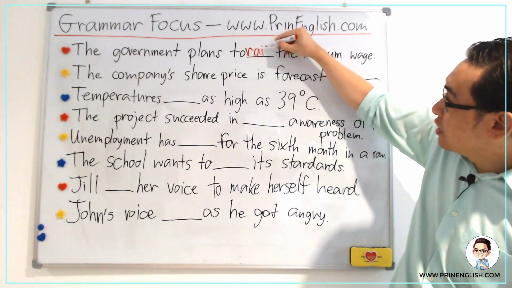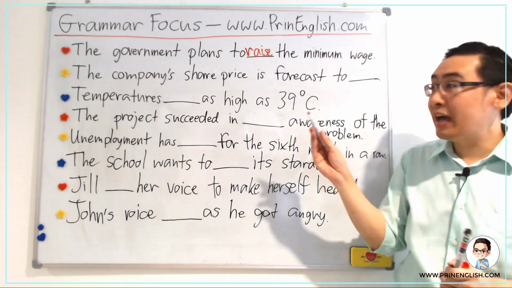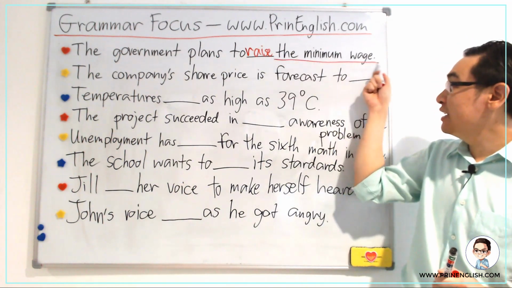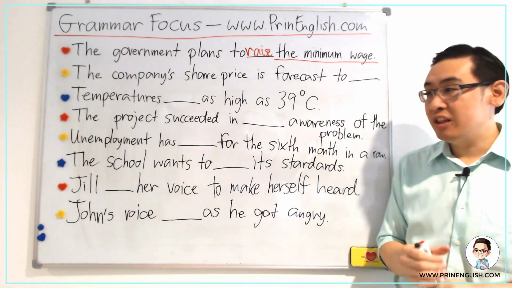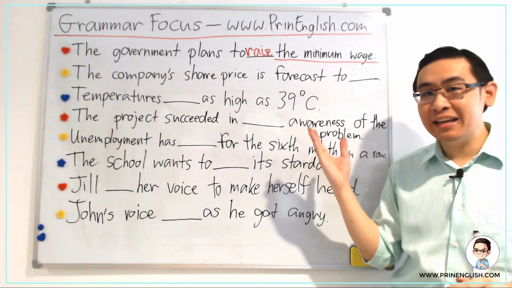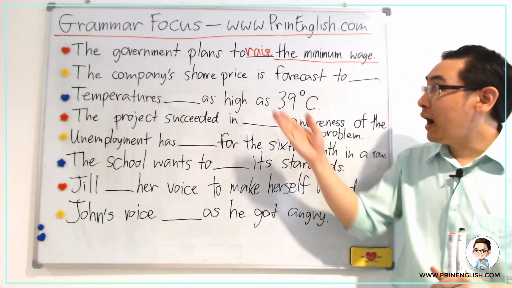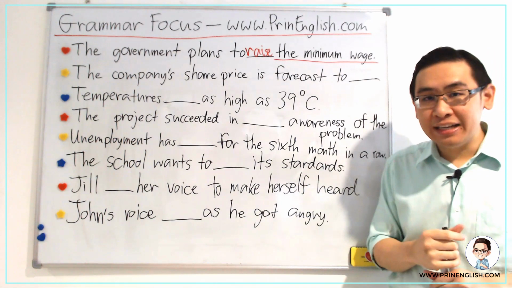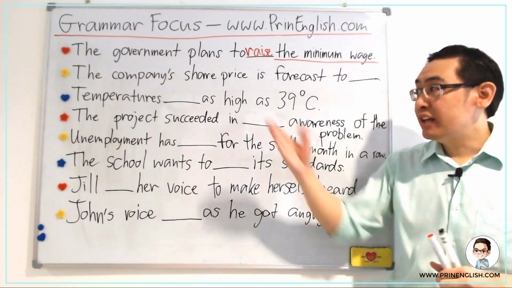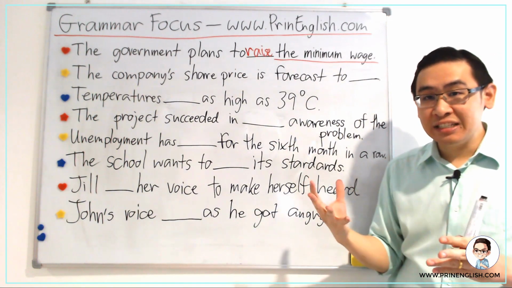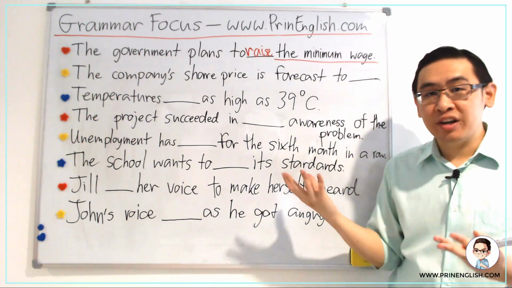Okay, why? Because we have an object, see, minimum wage. So minimum wage is an object, that's why we need raise, not rise. Alright, so the government has a plan to increase the minimum wage of the workers.